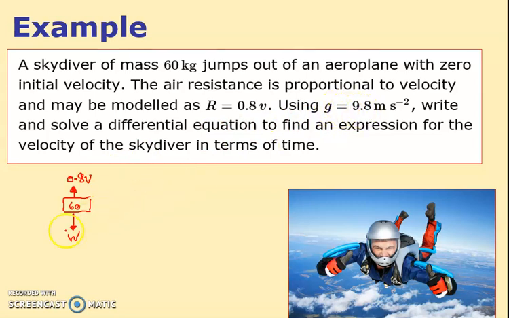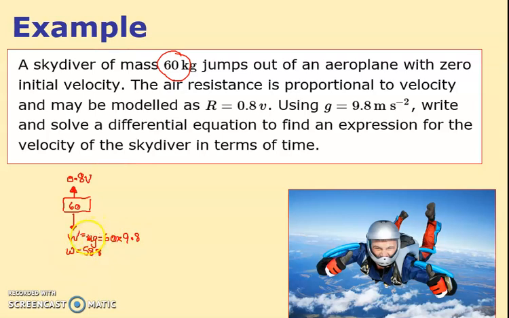Using g to be 9.8. So if you remember the formula for the weight, it's mg. So in this case it's 60 times by 9.8. Just do that, 60 times by 9.8, I get 588. So W is 588.